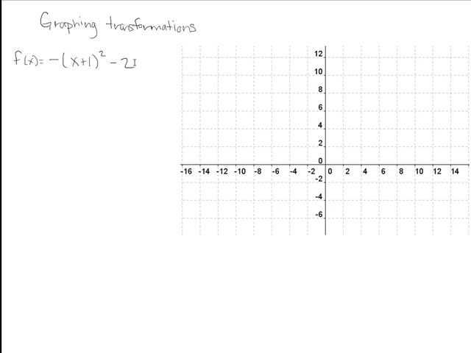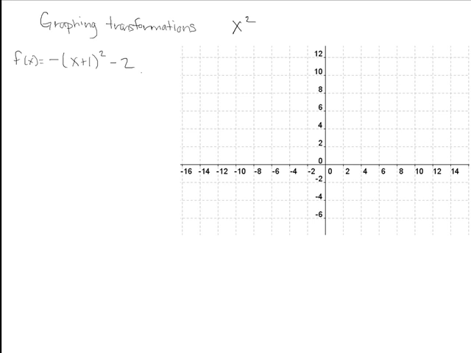All right. In this one, what we're going to do is look at graphing transformations of the quadratic parent function. So remember that our parent function was just x squared. So what we're going to do is look at how this other stuff in here, so this plus 1, the negative sign, and this minus 2 here, will affect the parabola, basically how it's going to affect the graph that we've already seen.